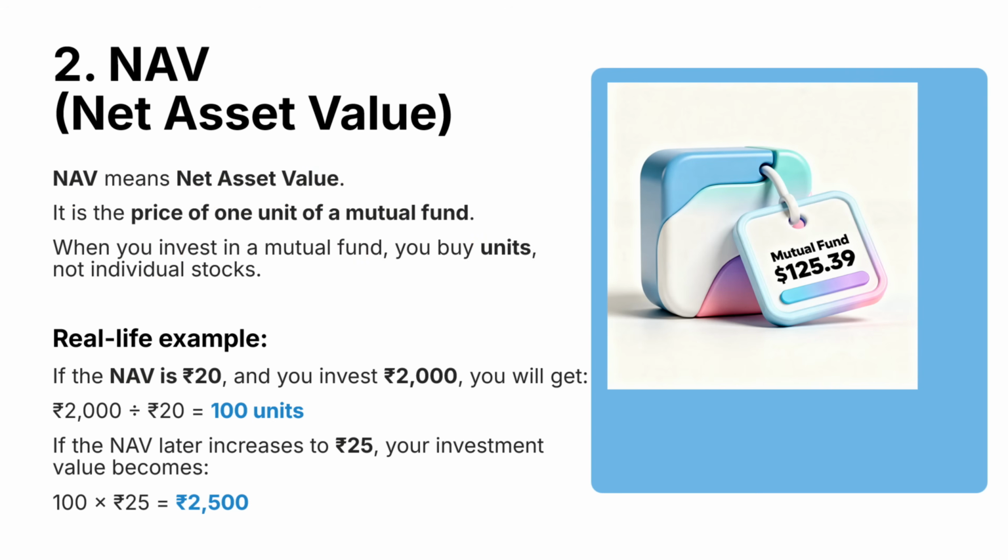Second one is NAV. NAV means net asset value. It is the price of 1 unit of a mutual fund. When you invest in a mutual fund, you buy units, not individual stocks. Now we will see the real life example. If the NAV is 20 rupees and you invest 2000 rupees, then you will get 100 units. If the NAV later increases to 25 rupees, your investment value becomes 2500 rupees.